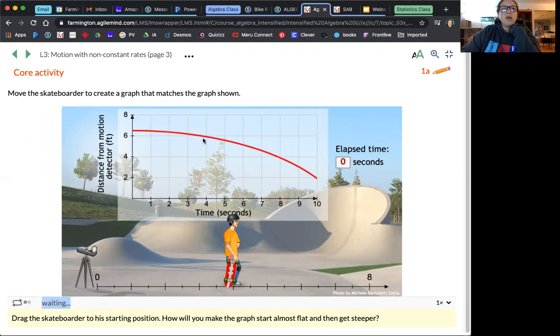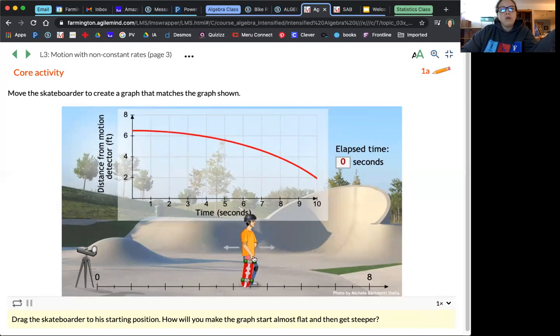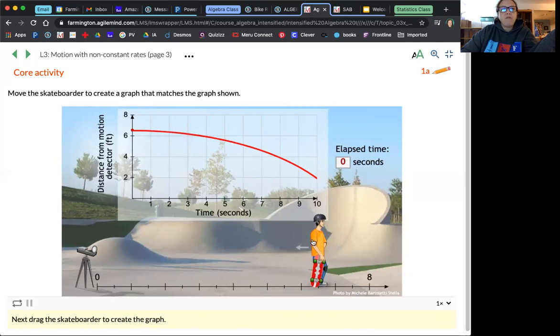And then if we chunk it into the next segment, our line starts to get just a little bit steeper, and it continues that for the rest of his ride. So we know that a steeper line means a faster rate. So if each segment or second we're going just a little bit faster, we should be able to match our graph. So let's start in the right space. We're going to start out very slowly.